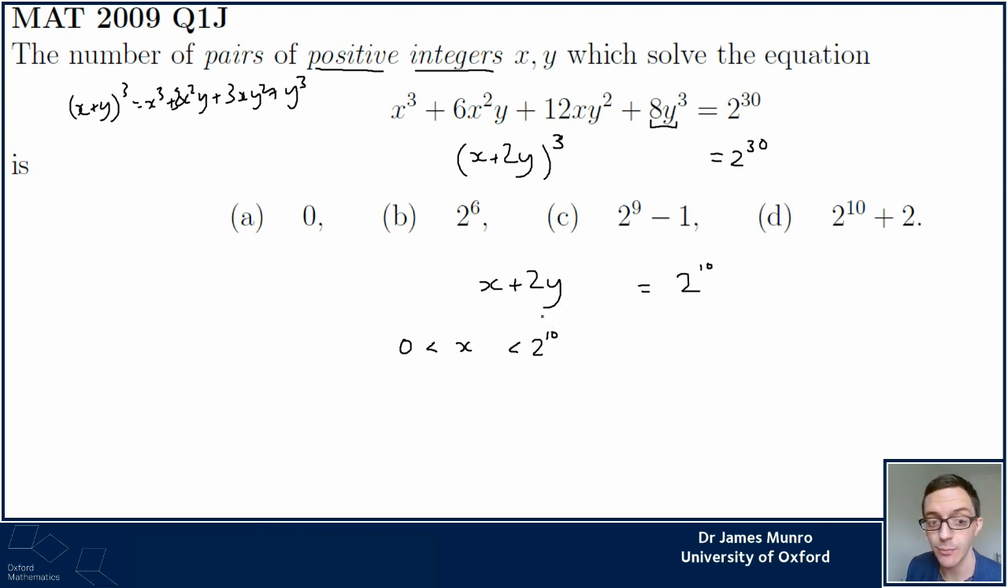Here's the reason why. We need this thing 2y to be even. We want the sum of a positive integer and an even positive integer that's 2 to the 10. So I suppose importantly that's true, which means that this is true. Okay, so there are 2 to the 9 minus 1 possibilities for y.